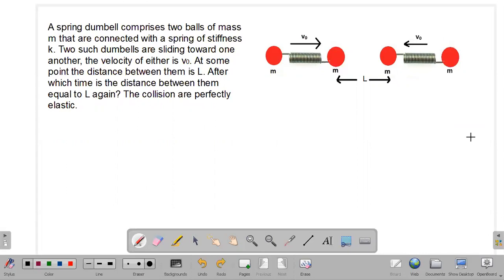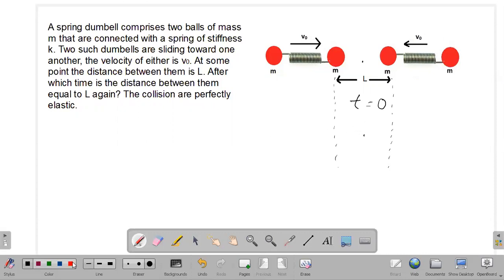Now let us assume that this given moment is time t equal to 0. What will happen when the two masses collide? First of all, I need to calculate at what time they will come in contact with each other. They are moving with equal velocities v0 and v0, so it is very obvious that they both will travel the same distance before they undergo the collision.